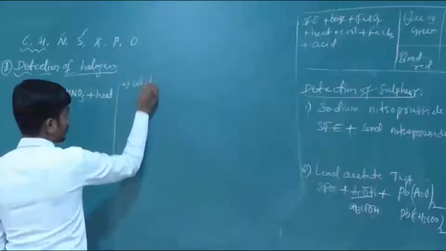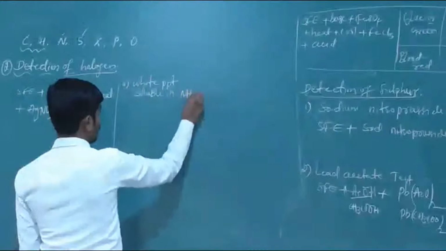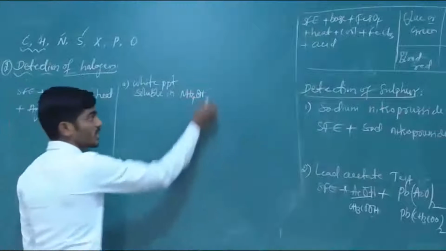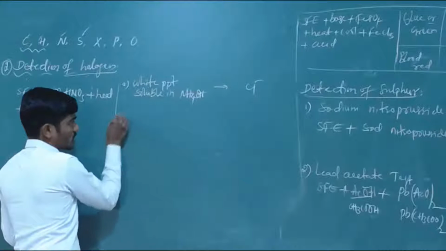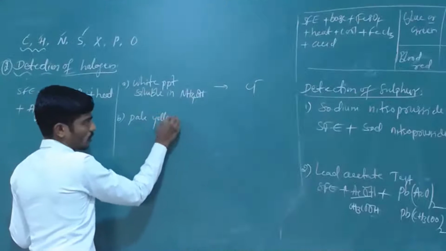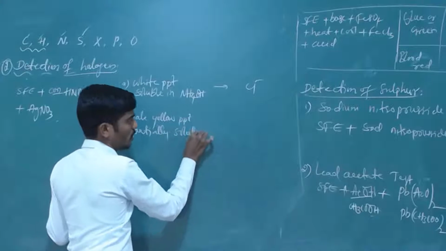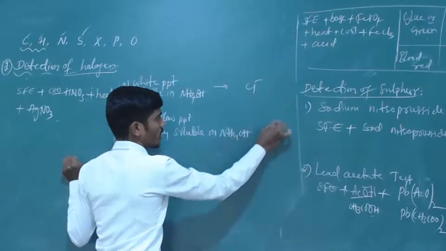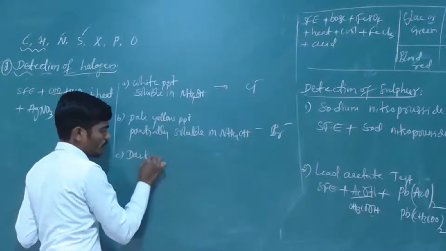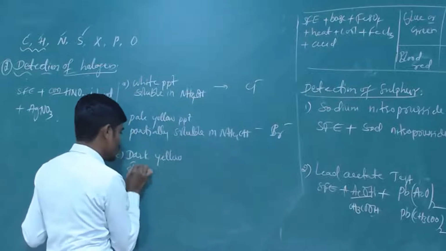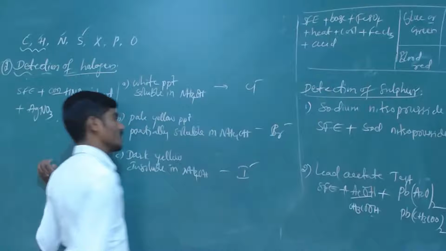First observation: white precipitate soluble in NH4OH, ammonium hydroxide, indicates chloride ion is present. Pale yellow precipitate, partially soluble in ammonium hydroxide, indicates bromide ion is present. Dark yellow precipitate, insoluble in ammonium hydroxide, indicates iodide ion is present.